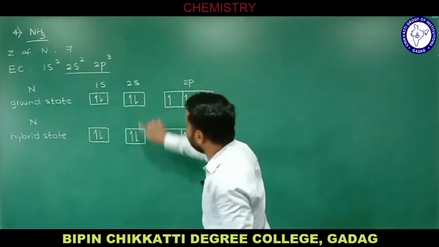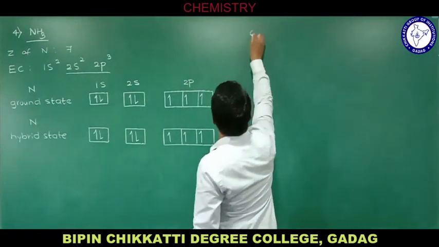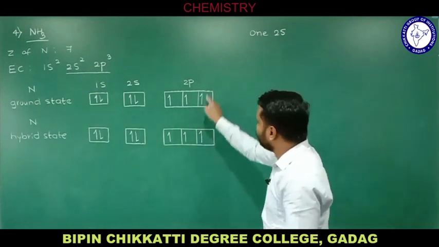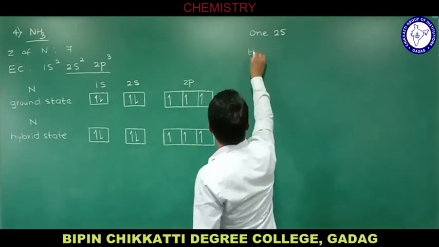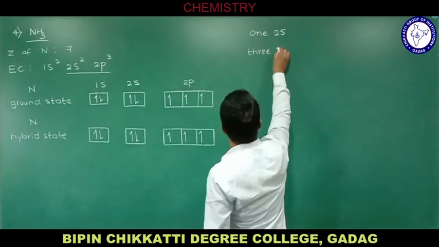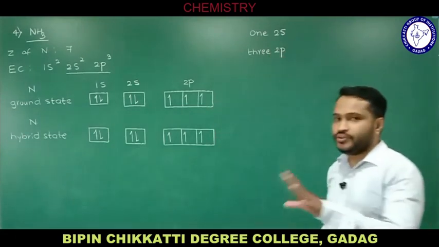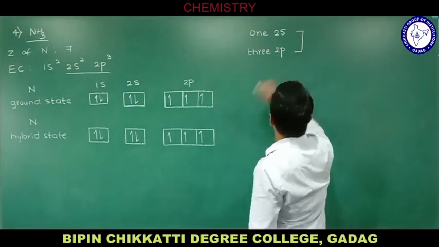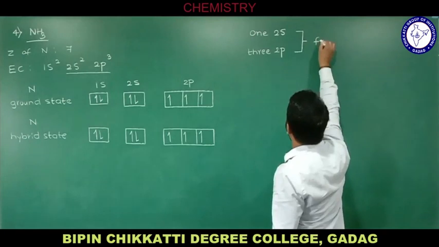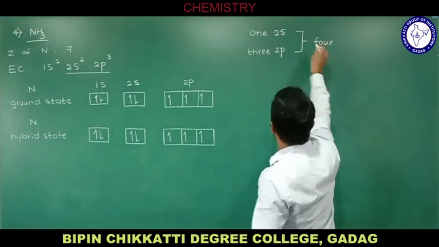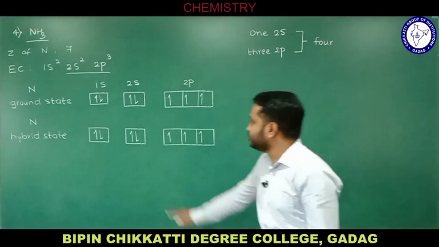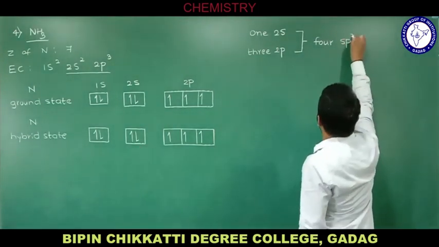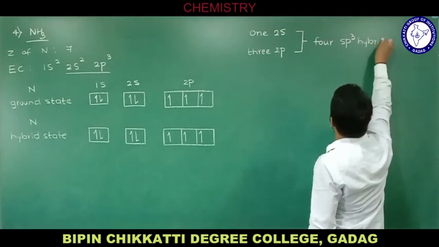So we have one 2s atomic orbital. So I am going to write here, we have one 2s. And how many 2p do we have? We have 3. So we have 3 2p atomic orbitals. They are going to intermix. So there will be intermixing of one 2s and three 2p, and I hope you can guess how many hybrid orbitals we get. 4. 1 plus 3, 4. And what type of hybridization? Yes, we have 3p. Therefore 4 sp3 hybrid orbitals.